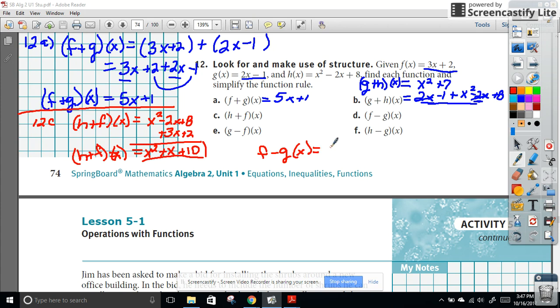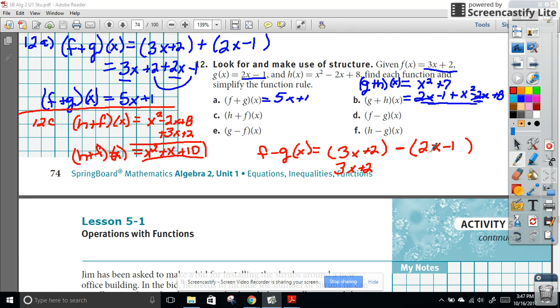So I'm going to take my f function and I'm going to subtract my g function. I'm putting the parentheses around there for you to understand how important it is to not mess up with that negative. So inside this parentheses right here, I'm writing the f function, 3x plus 2. Inside the next parentheses, I'm writing the g function, 2x minus 1. And now you see that I can drop the parentheses here because there's nothing in front of this to do anything. So I can drop that parentheses, 3x plus 2.